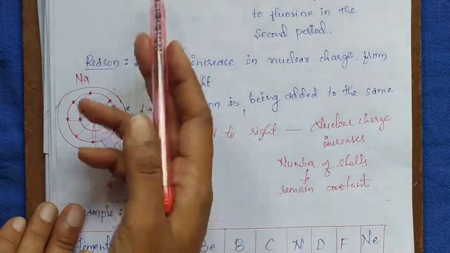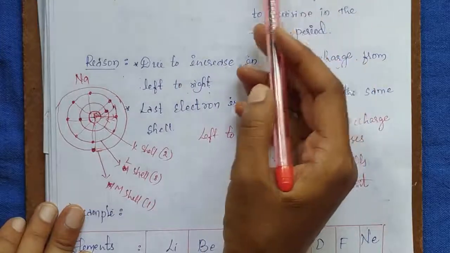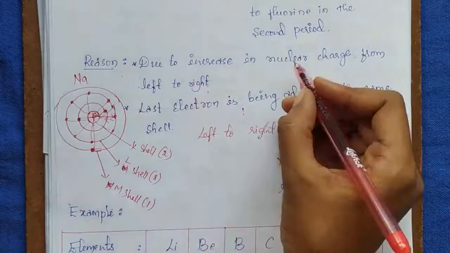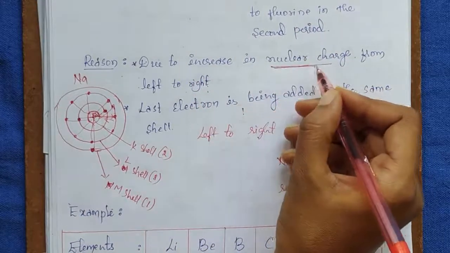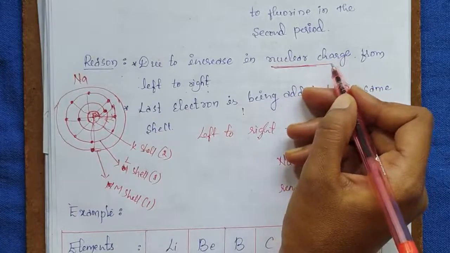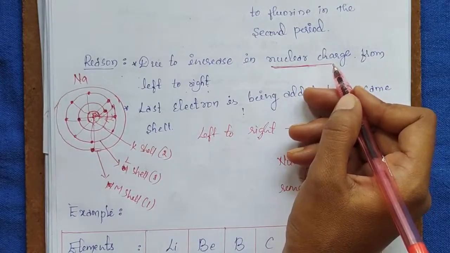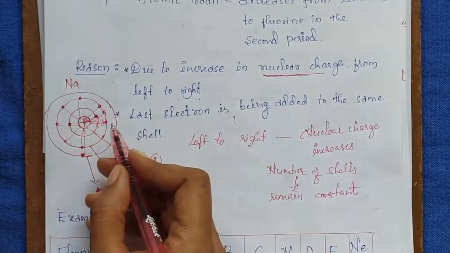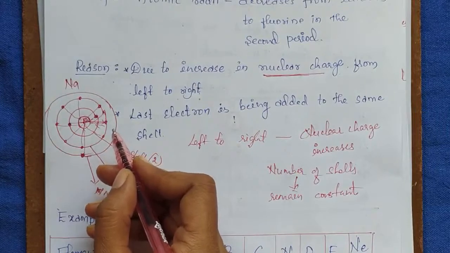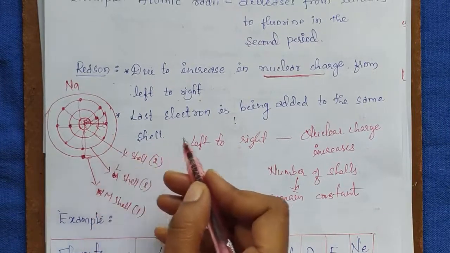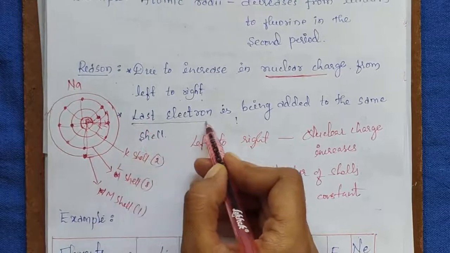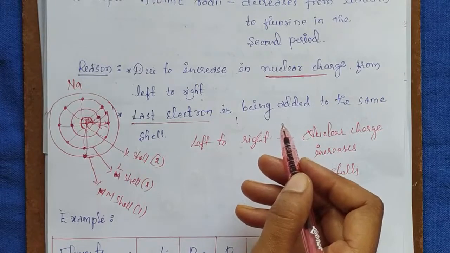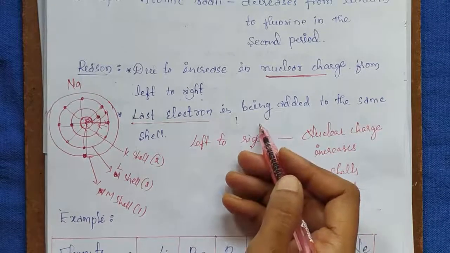We can say it like this also. Across the period, atomic radii decreases with increase in the atomic number. This is due to two reasons. One is nuclear charge. As we move from left to right, nuclear charge increases. As the nuclear charge increases, the electrons which are present in the valence shell are slightly pulled inward. As a result, the atomic radii decreases. And another reason is the last electron is being added to the same shell in all the elements which belong to the same period.